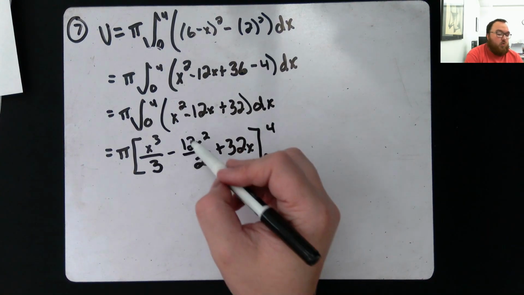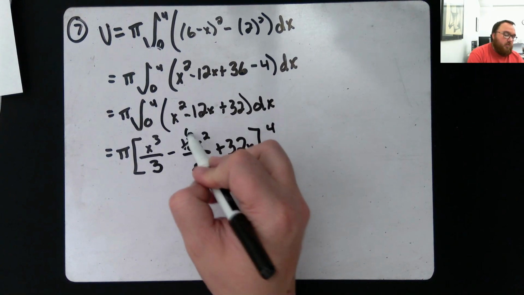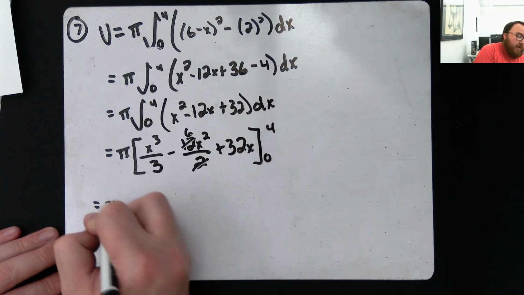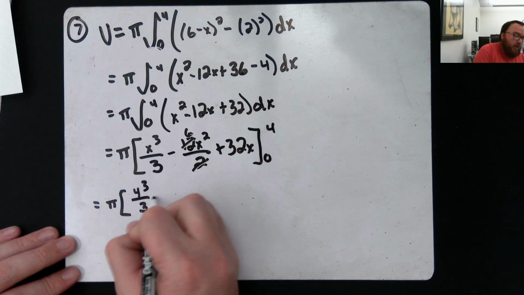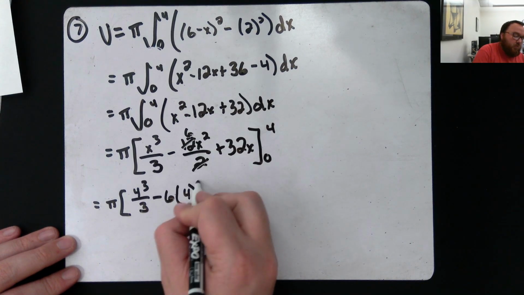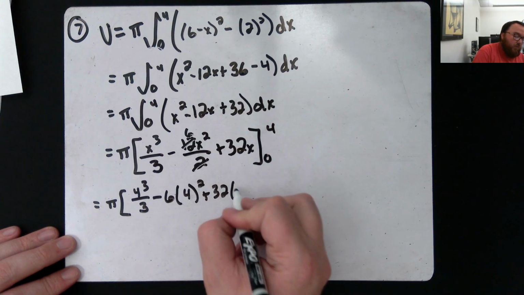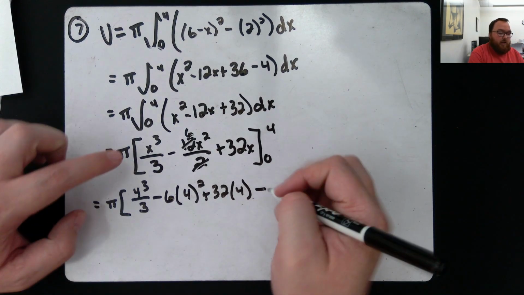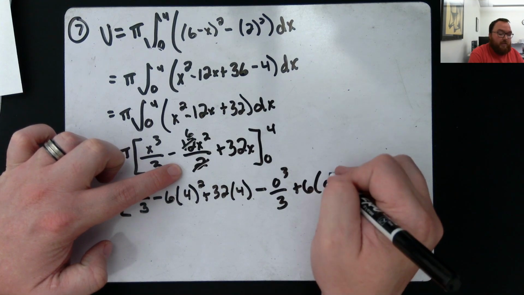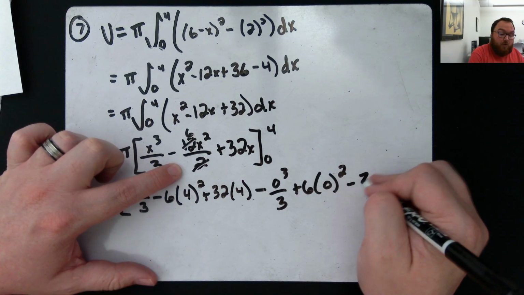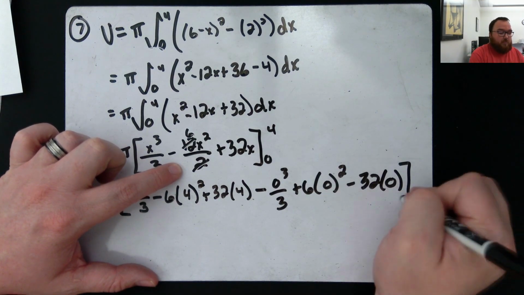This is really nice because 12 over 2 is just 6. So this becomes pi times, plug in 4 first, 4 cubed over 3, minus 6 times 4 squared, plus 32 times 4, minus, plug in a 0. What's really nice about this is all of these are just going to end up being 0, so that's really helpful and nice for us.